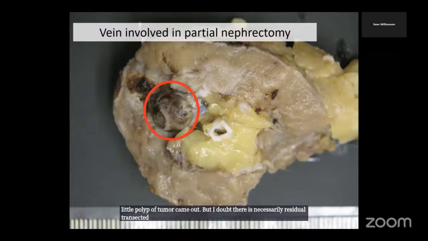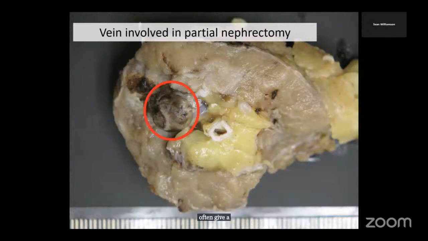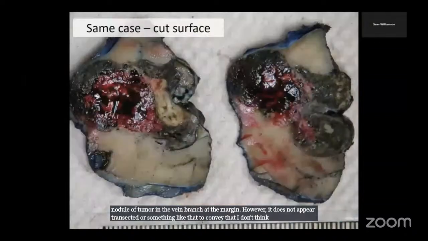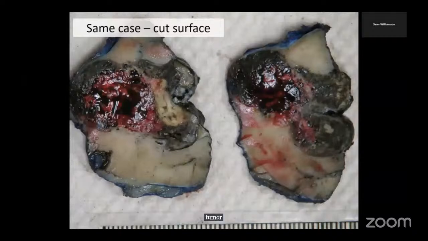So I would often give a descriptive diagnosis for something like this, that there is a nodule of tumor in the vein branch at the margin. However, it does not appear transected, or something like that, to convey that I don't think that there is necessarily residual tumor, at least based on the gross appearance.